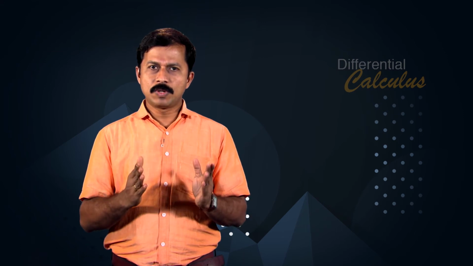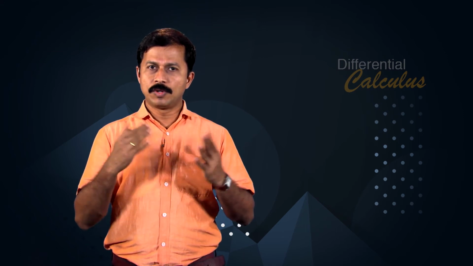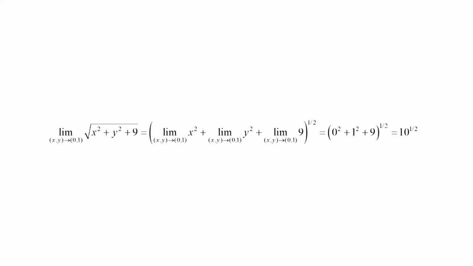Also, by the power rule and sum rule and also using known limits, we have the limit as (x, y) approaches (0, 1) of the square root of x square plus y square plus 9 is equal to the limit as (x, y) approaches (0, 1) of x square plus the limit of y square plus the limit of 9, all raised to 1 by 2, which is equal to 0 square plus 1 square plus 9, all raised to 1 by 2, which is equal to 10 to the power 1 by 2.